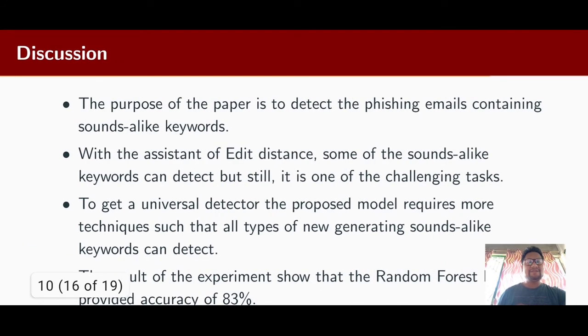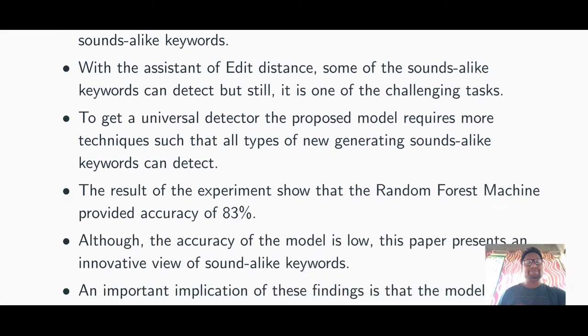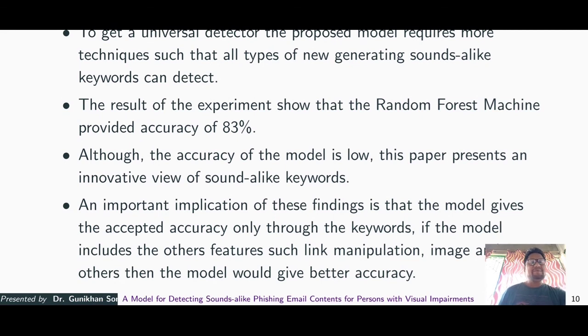And discussions. Discussion means the purpose of this model is to detect phishing emails containing sound-alike content. Although we are getting low accuracy, it's accepted because we are taking only keywords. If we take other features like link manipulation, whether it contains an image, and other features, I believe that we will get better accuracy. But with only keywords, sound-alike keywords, we are getting 83%. The important implication of this finding is that the model gives acceptable accuracy with only the keywords. If the model includes other features like link manipulation, images, and others, then the model will give better accuracy.